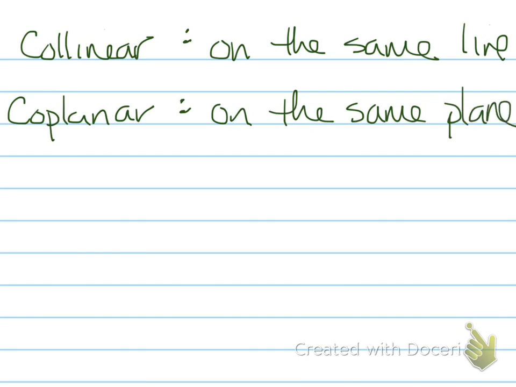Collinear means on the same line. So non-collinear means not all on the same line. Coplanar means on the same plane. Non-coplanar would mean not on the same plane.